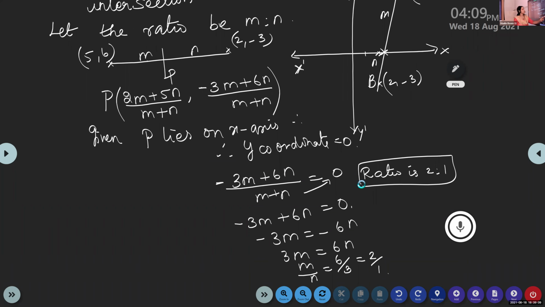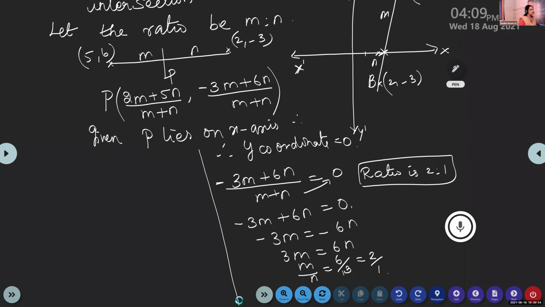So we take positive 6n to other side, so we'll get minus 6n. Both the sides negatives are there. We can cancel. So we get 3m is equal to 6n. Therefore, what is m by n? n we bring it here, and multiplication on going other side will become division. We get 6 by 3, which is 2:1. Therefore, the ratio is 2:1. Is it okay? Is it clear, children? Is it okay? Surya? Yes, ma'am. We find the ratio by using section formula.